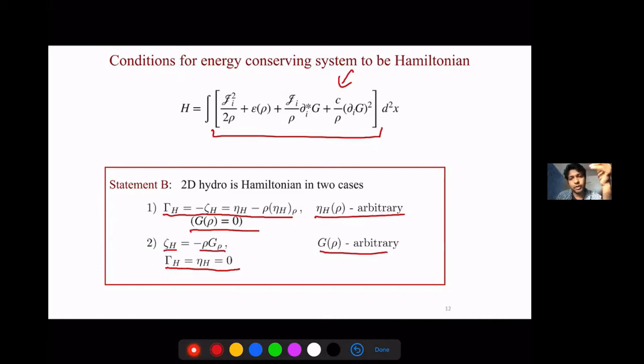So in the second case, where you have higher gradient terms, corrections above ideal fluid, the only term that can appear in a Hamiltonian system is this odd pressure term through this function g.